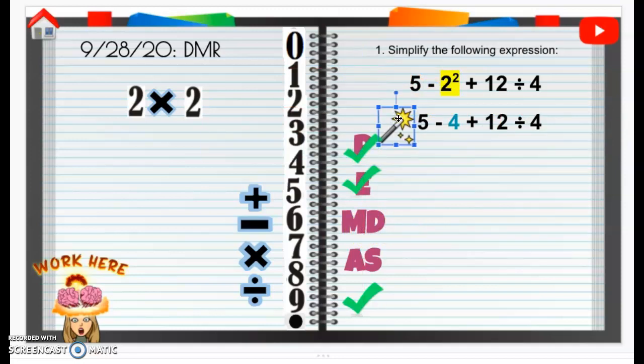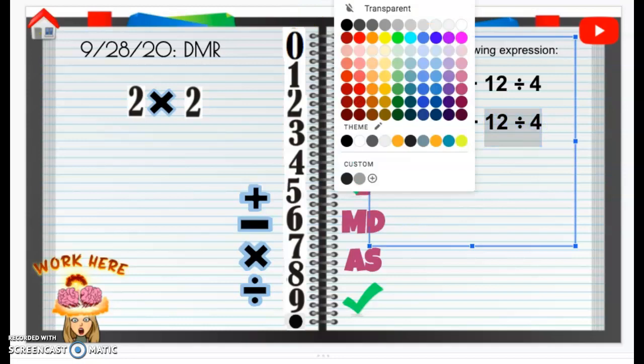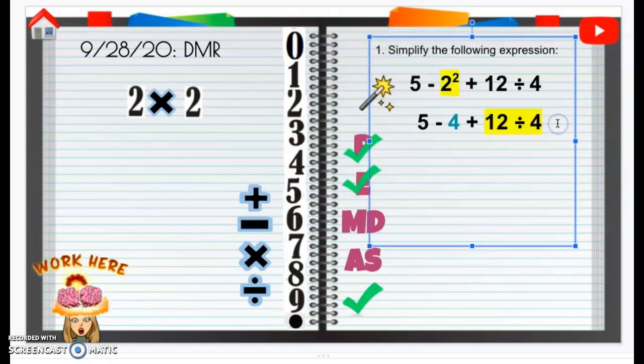So I'm going to take my magic wand. I'm going to go beep, beep, beep. So there's our first and only, in this case, multiplication or division when you go from left to right. So 12 divided by 4. What is 12 divided by 4? Oh yeah, I know 12 divided by 4 is 3. So I'm going to write that 3 down there. And make sure you bring everything else down that we did not use yet. So we have that 5 minus 4 plus, and then we have that 3.